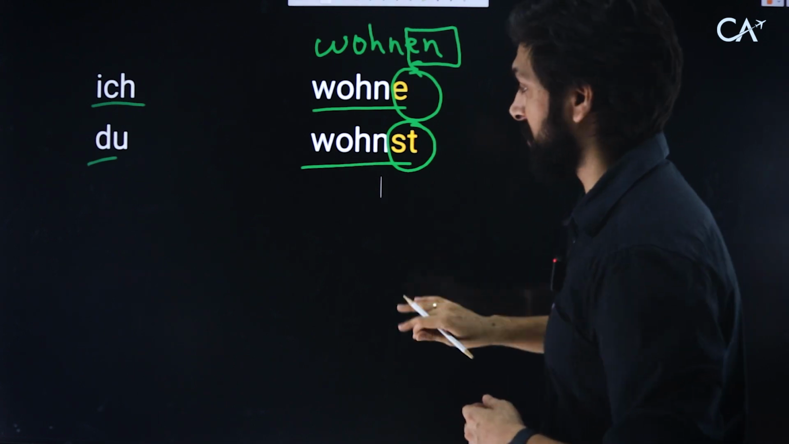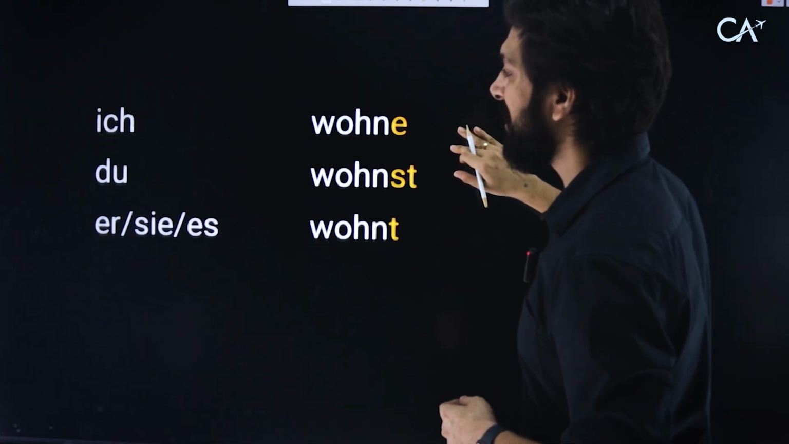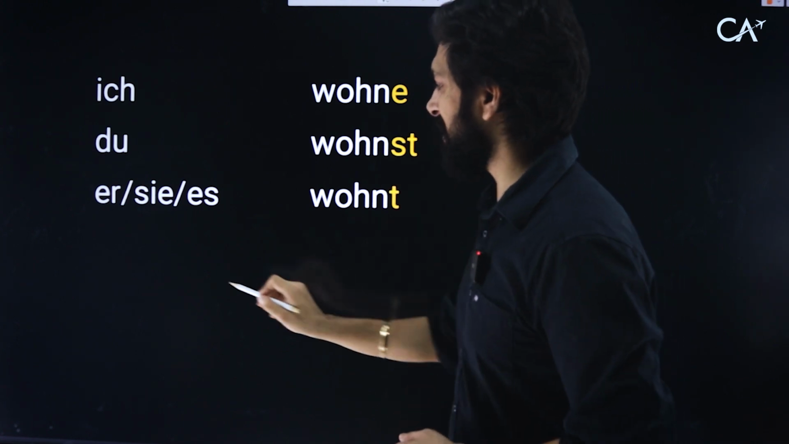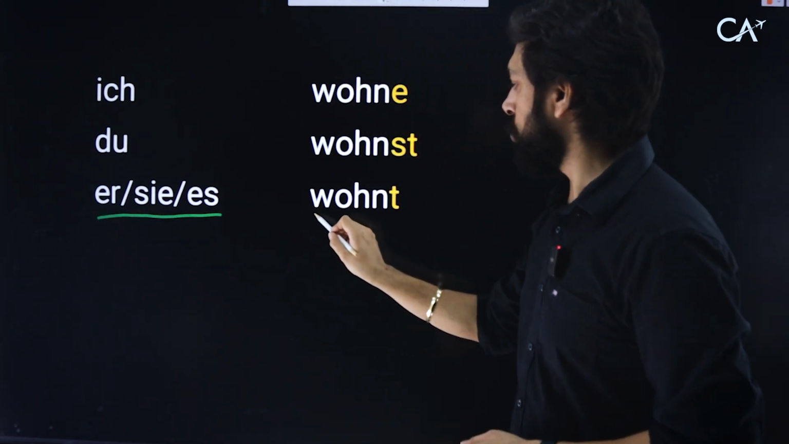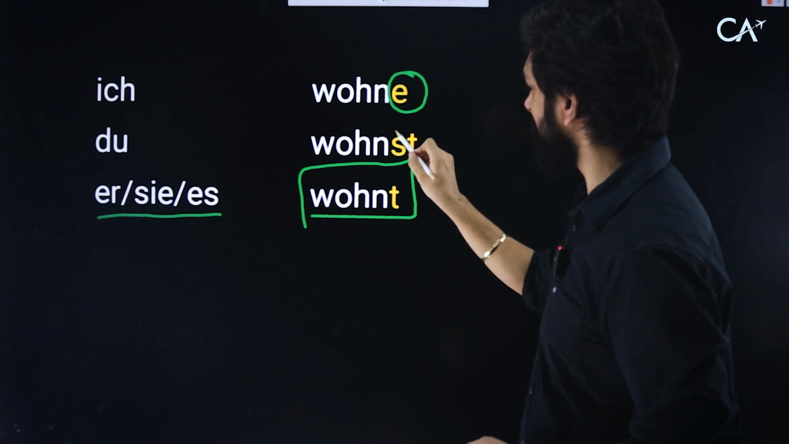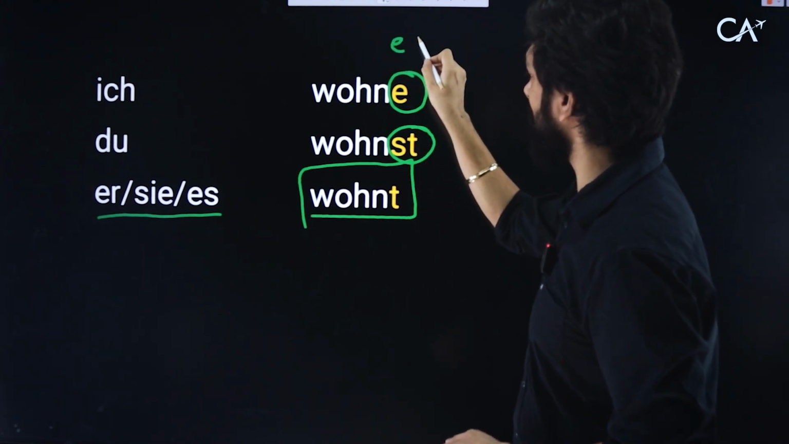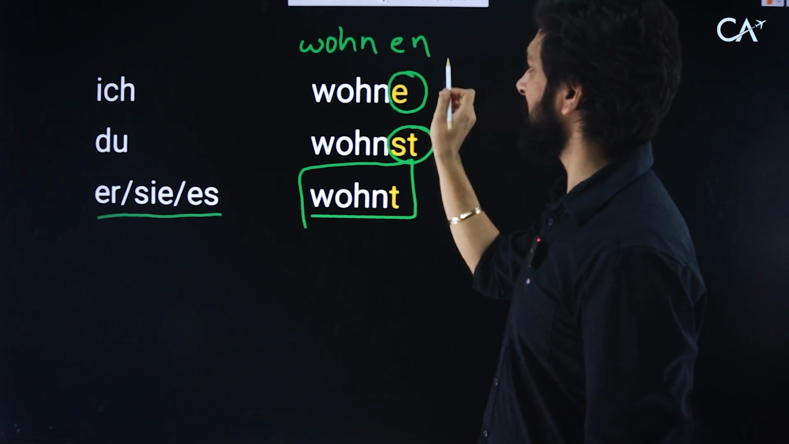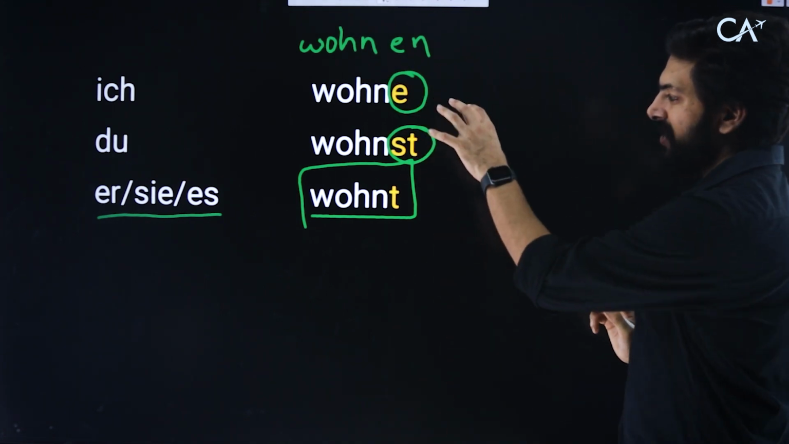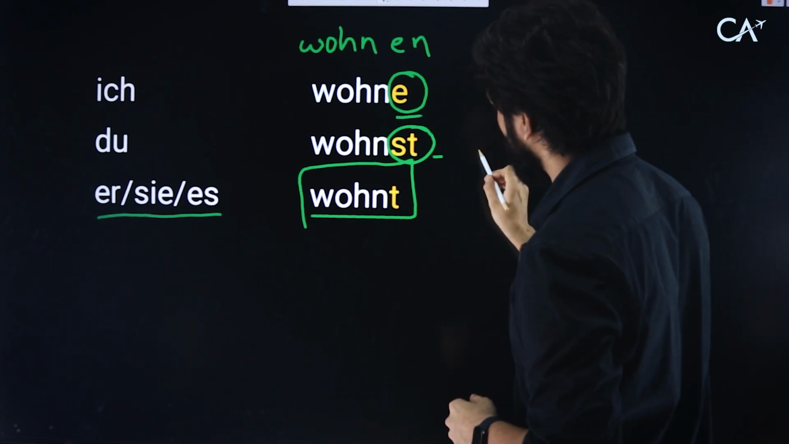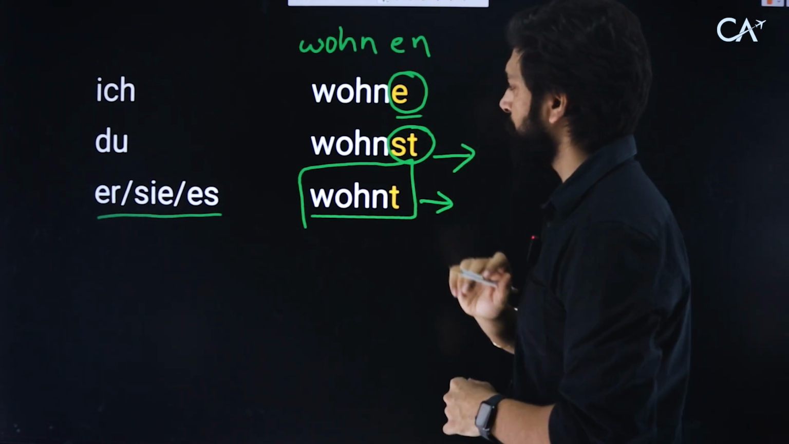Now comes he, she, it. Er, sie, es, discussed in the personal pronoun chapter. We have seen this. So that is wohnt. So here we have only e, here we have st, instead of the real one, en. Generally, like I said, all the verbs will have en at the end. We remove that en and we keep changing the last two letters. Here we change it to e, then to st, then to t.